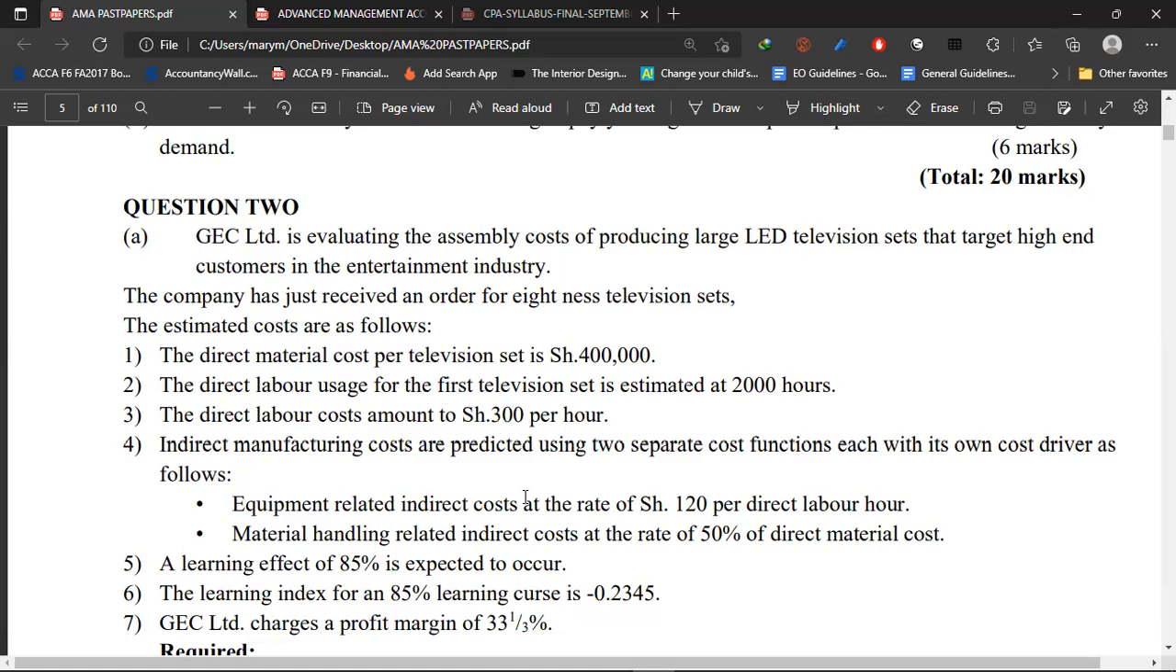Robert, what is this examiner wants? Robert, explain for us. Examiner anataka nini?